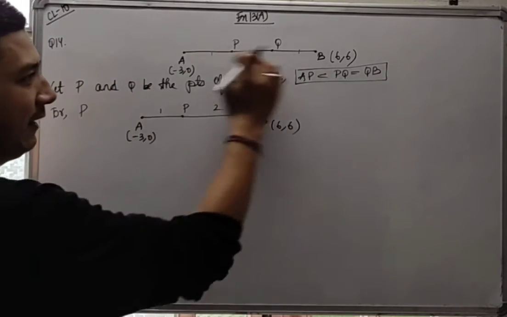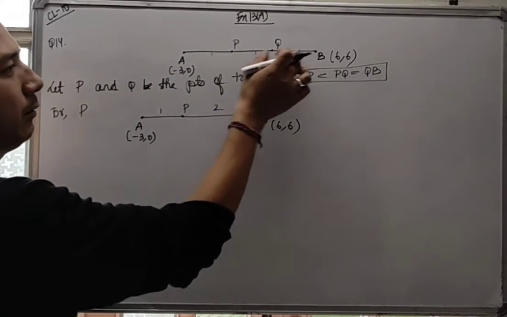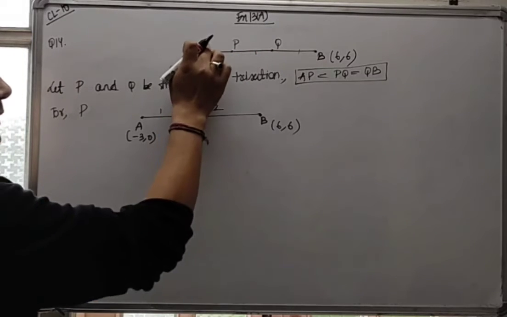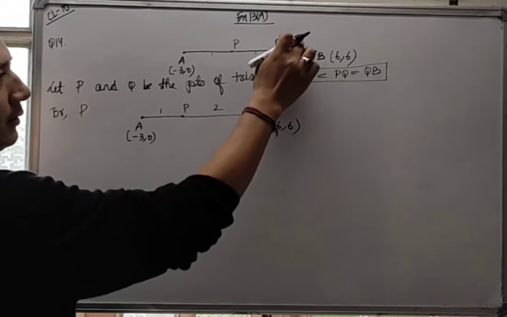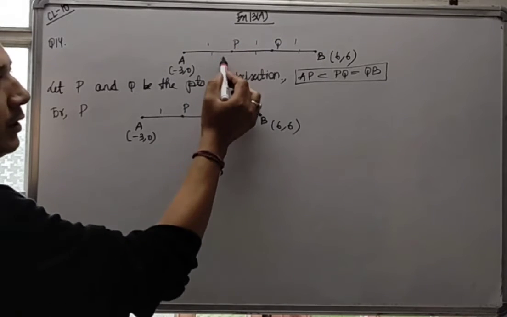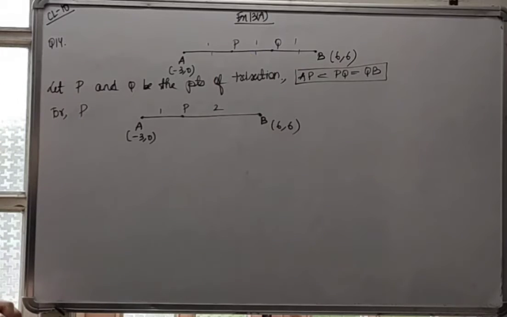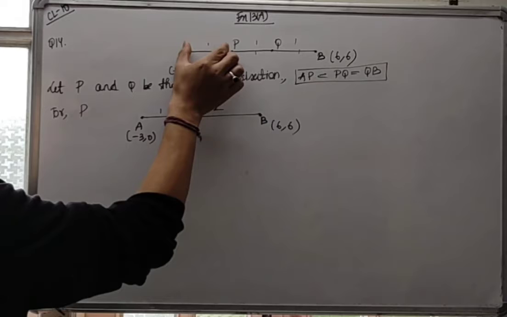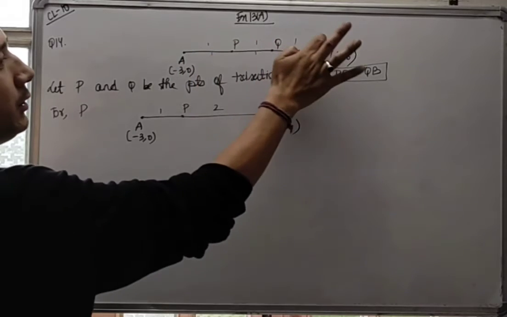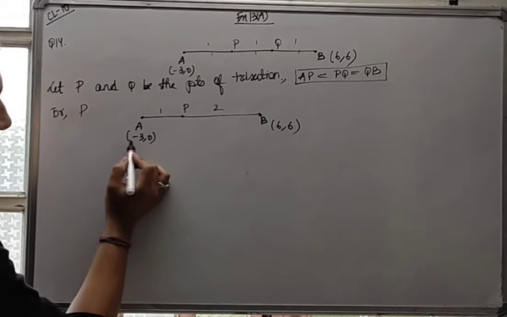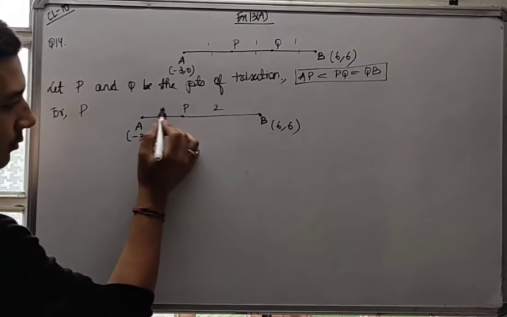Trisection means it divides the line segment into 3 equal parts, 1, 2 and 3. I am keeping this as 1, so this will be 1 as well, and this will be 1 as well. 1, 1, 1. Now I am finding the coordinates of P. If I am finding the coordinates of P, I should know the ratio. If from here to here it is 1, then from here to here it will be 2 because 1 plus 1. So for P, you'll draw the line, write A, write B, P is out here, so the ratio is 1 to 2.